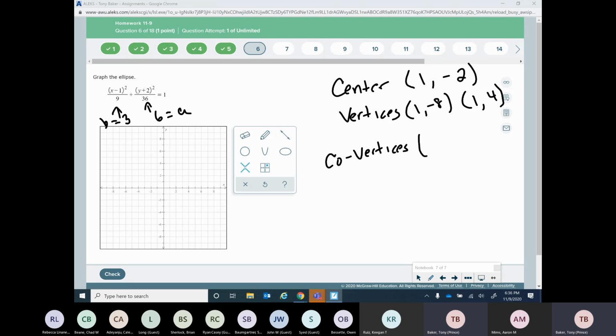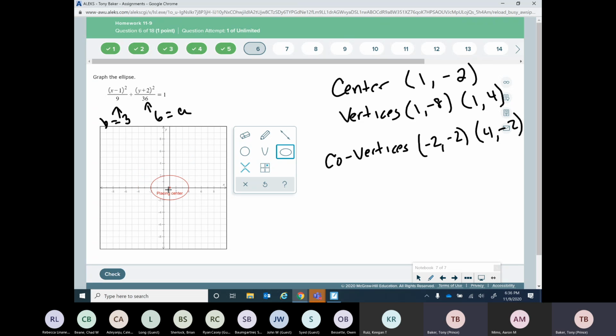My co-vertices, now I'm going to add or subtract the 3 from the x. So that becomes -2, -2, and 4, -2. Are my co-vertices. When we graph this, you only need one of each of those.